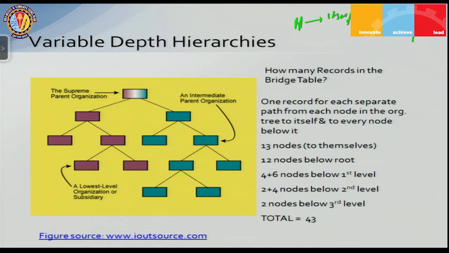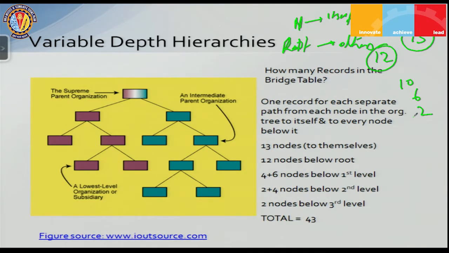Then there are 12 nodes below root, so root to others, that would be 12. I'm encircling these. Then below the first level, how many are there? 4 purple and 1, 2, 3, 4, 5, 6 blue. So that makes it 10, right? And below the second level there are 6, and below the third level there are 2.